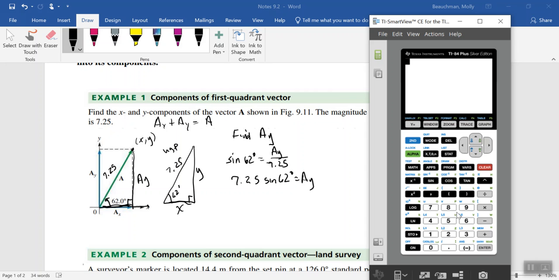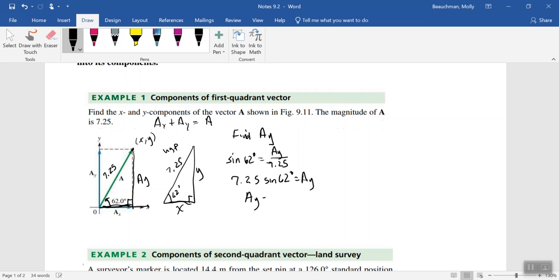So here we go. Make sure that you're in degrees. So I'm going to check the mode. I'm in degrees. So 7.25 times the sine of 62 degrees equals 6.4. So the length of my vector y, the component, is 6.4.